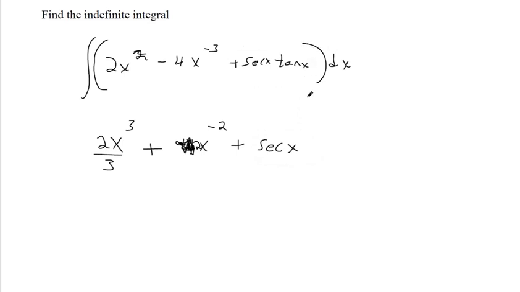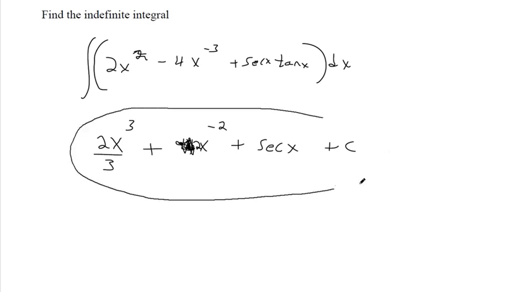Secant x is the antiderivative of this term because the derivative of secant of x is secant of x tangent of x. And then the last thing is plus some arbitrary constant c. Okay, and I think that's everything.